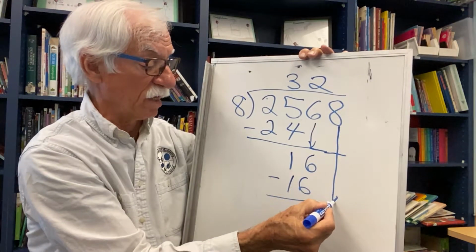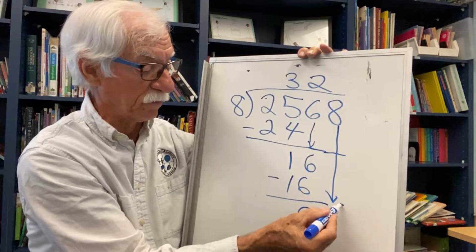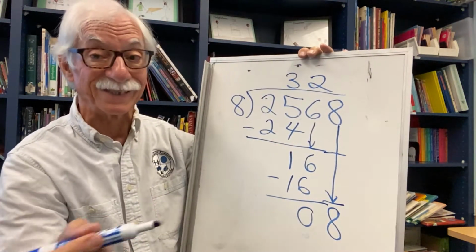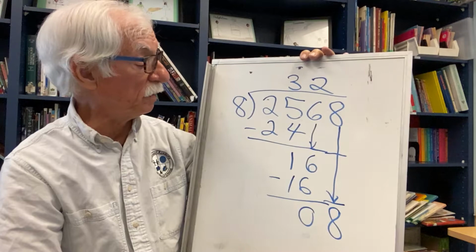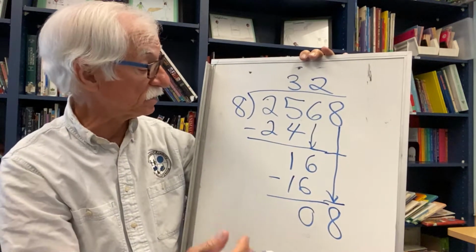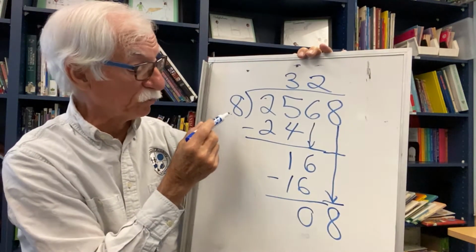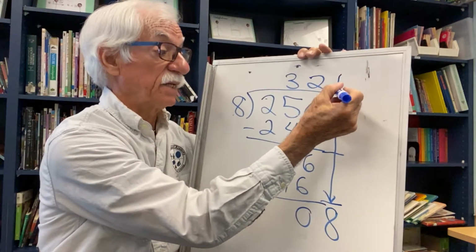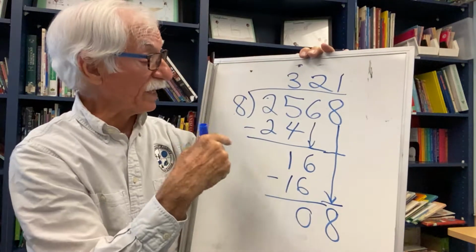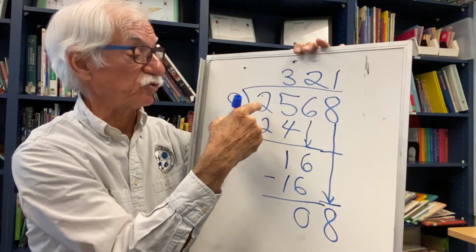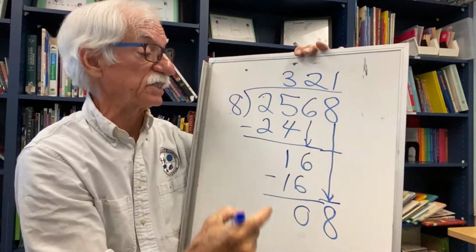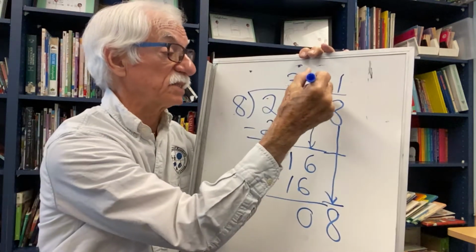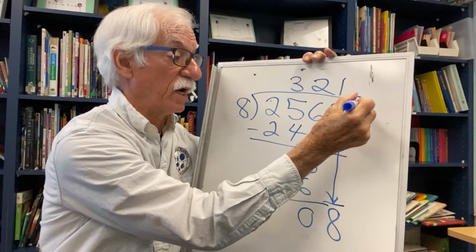And those 8 crayons, I like to draw these arrows so I remember exactly the place value. We still have to put them in boxes. So now I need to know how many groups of 8 there are in 8 units. 1. 8 times 1 is 8. So each of the 8 boxes, if I have 2,568 crayons, is going to have 321 crayons in it.